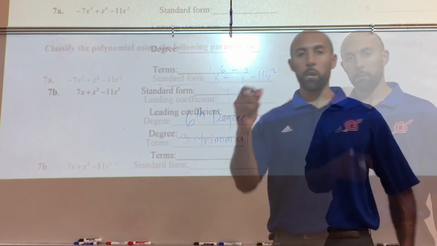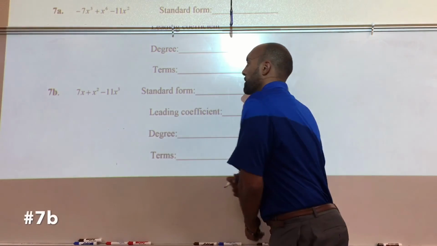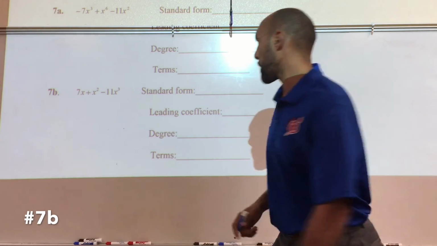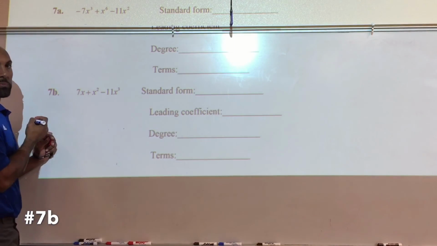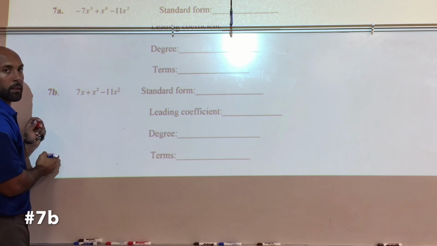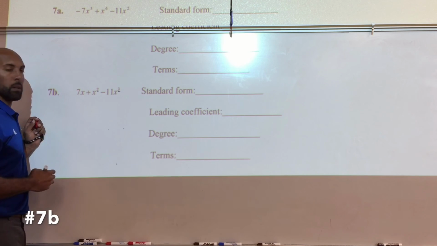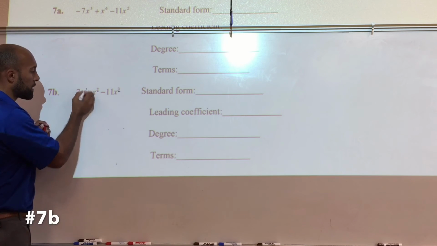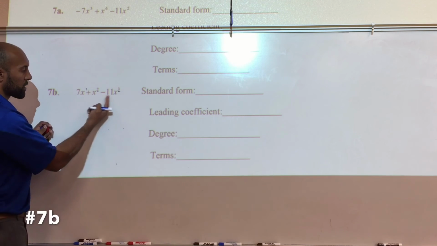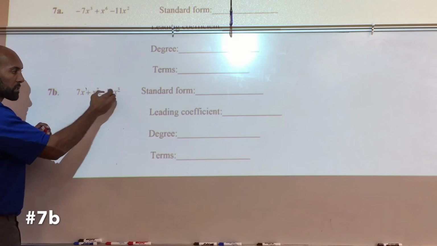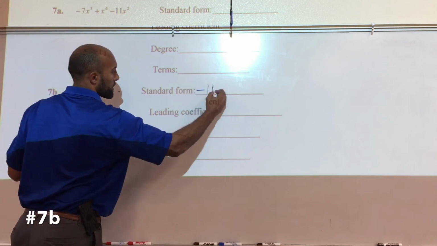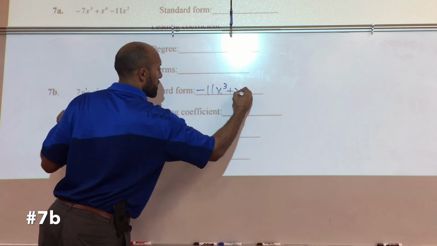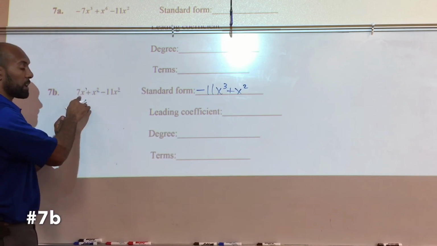All right, 7b, here we go. Name that polynomial, but first we got to put it in the correct order. Here we go. So, highest exponent, 3, next highest, 2, next highest. Wait, what's that exponent there? If there's nothing there, it's a 1. So basically, we're going to go in that order. We're going to go this way, but we're going to start with the negative 11. Negative 11x cubed, then plus x squared, then the 7x.